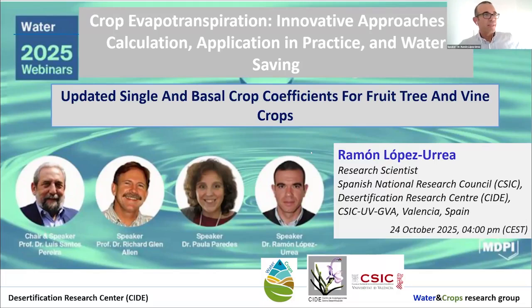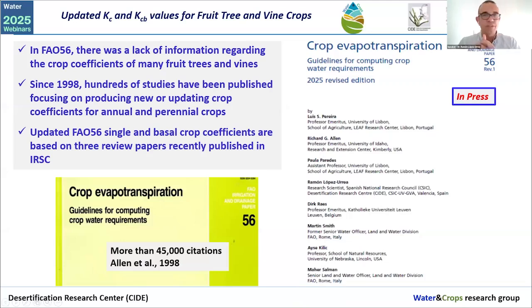Well, my presentation focuses on the work carried out in recent years in regards to updating and completing the single and basal Kc for fruit trees and vines. As you know, in FAO 56, there was a lack of information regarding the crop coefficient for many fruit trees and vines. And when this information became available, it didn't take into account the different types of orchards and vineyards that can exist for the same crop.